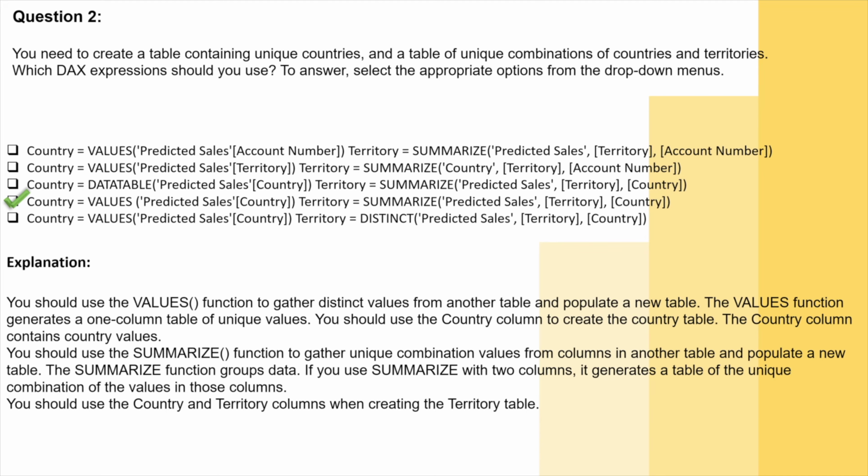And you should use the summarize function to gather unique combination values from columns in another table and populate a new table. The summarize function groups data. So if you use summarize with two columns, it generates a table of unique combinations of the values in these columns. And you should use country and territory columns when creating the territory table.